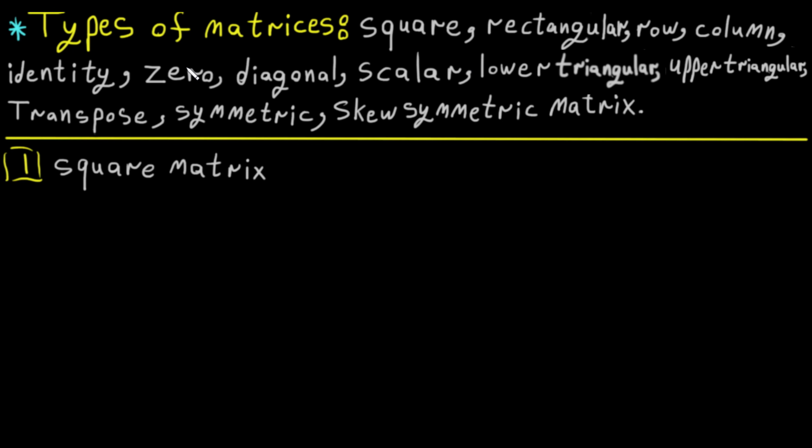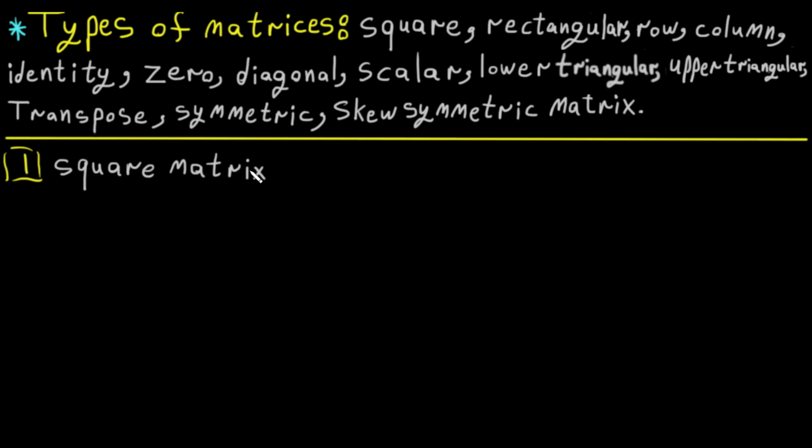Hi guys, in this video we'll know the types of matrices, and here I have listed the most important special matrices, which are square, rectangular, row, column, identity, zero, diagonal, scalar, lower triangle, upper triangle, transpose, symmetric, and skew symmetric matrix. Before introducing this one, we will know how to compute the negative of a matrix first of these, and of course here we will list them in this order.